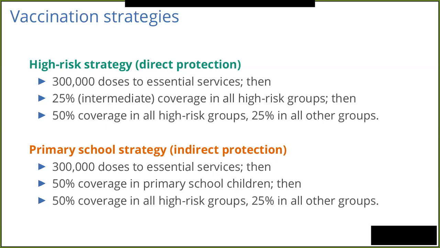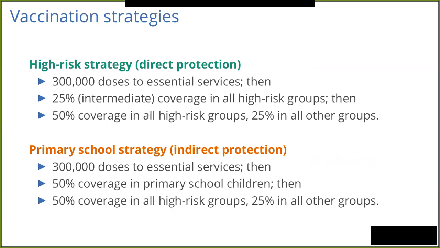In the first strategy, our priority groups are the high-risk groups. So we're providing them with direct protection. Once a quarter of them have been vaccinated, we make vaccine available to everybody, and we assume that there will continue to be vaccine uptake in the high-risk groups.